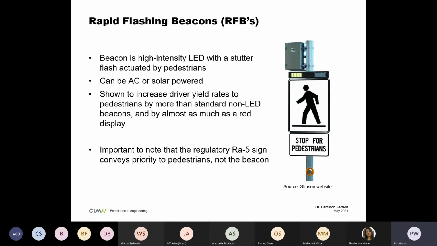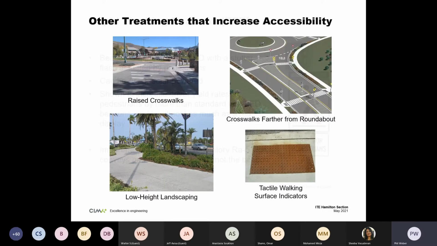There are other treatments out there that can help increase accessibility, raised crosswalks, as we mentioned. I think that just helps motorists slow down. As motorists slow down, they're more likely to yield to pedestrians. On the top right, crosswalks farther from the roundabout will help separate the sound of circulating traffic from the sound of entering and exiting traffic. So that helps pedestrians be able to hear and differentiate when motorists have yielded. I think it just helps them separate all these different sounds.